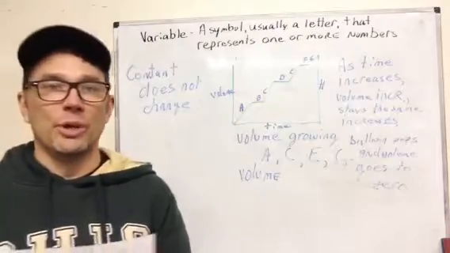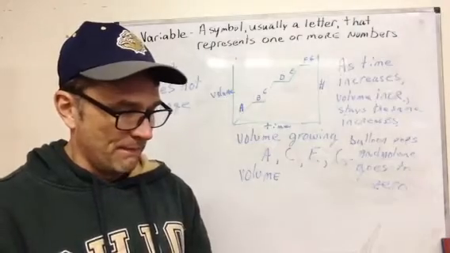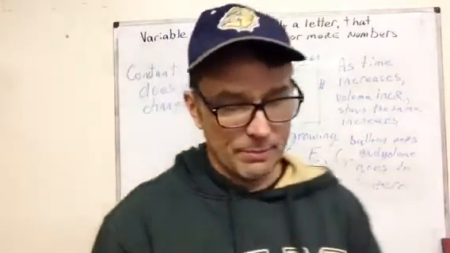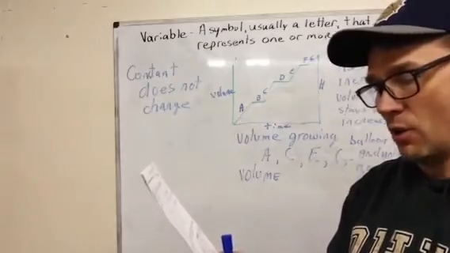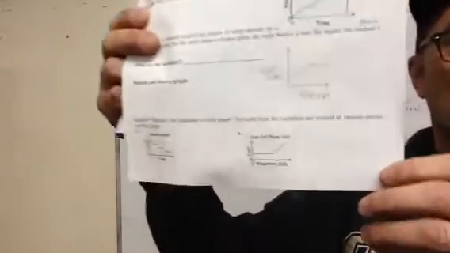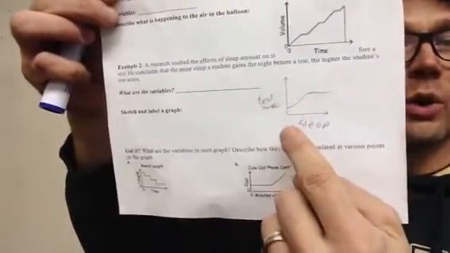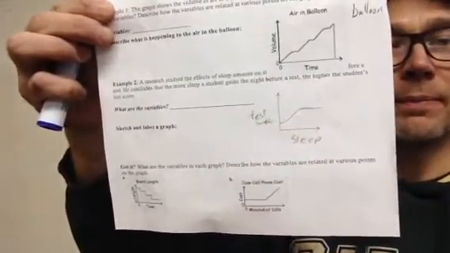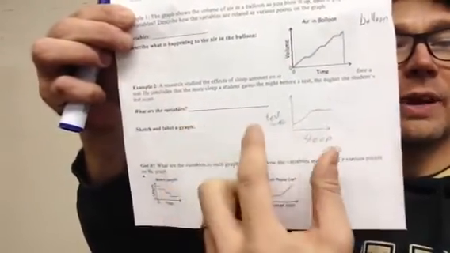So looking at example 2 here. A researcher studied the effects of sleep on students before a test. Concludes that the more sleep a student gets the night before a test, the higher the student's test score. So here's the graph. We're comparing sleep, which is our X variable, and our test score is the Y variable. I kind of did a little sketch here. So our two variables are sleep and test score. So we're answering this question.